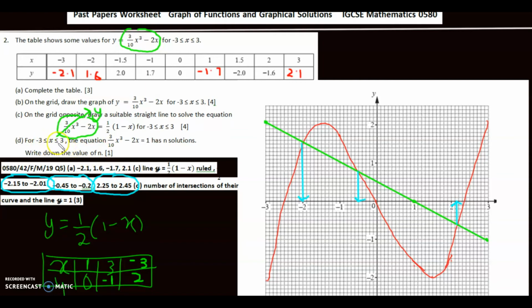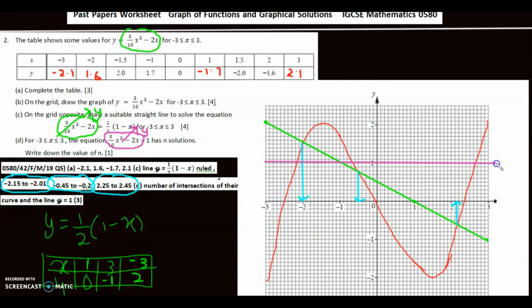For minus 3 to 3, the equation 3 upon 10 x cubed minus 2x equals 1 has n solutions. Write down the value of n. So again, this left hand side can be replaced with y. So y equals 1. Plot y equals 1 and see how many solutions this line has.